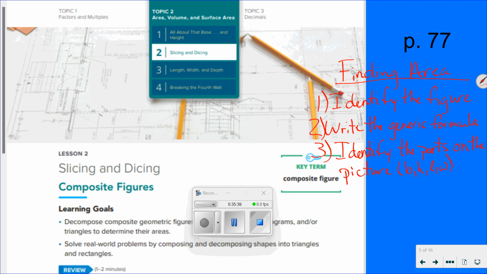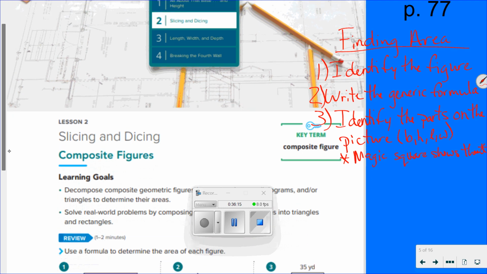And I'm going to add this, thanks to Miss Bryant in our first period, magic box, or magic square, shows them. So look for the magic square. The magic square is going to have your base, your height, your length, your width. If they don't have it, then you're going to have some issues. You're going to have to use your knowledge of what the figure is. But if it's got the magic box, bang it. You already know where your numbers are.